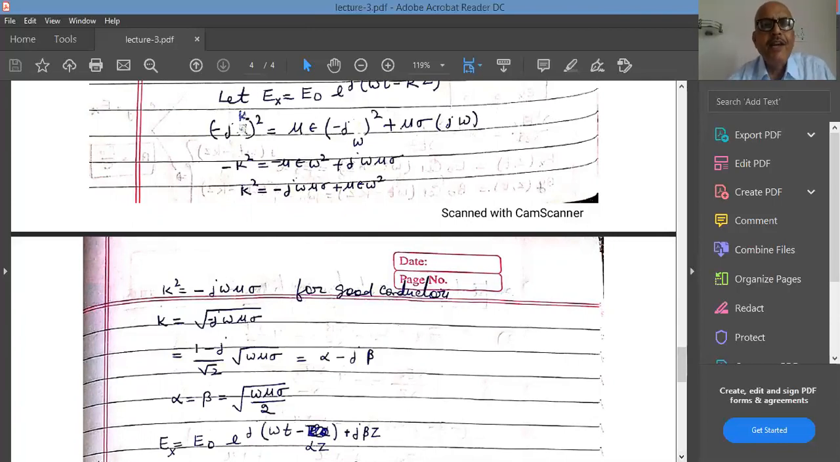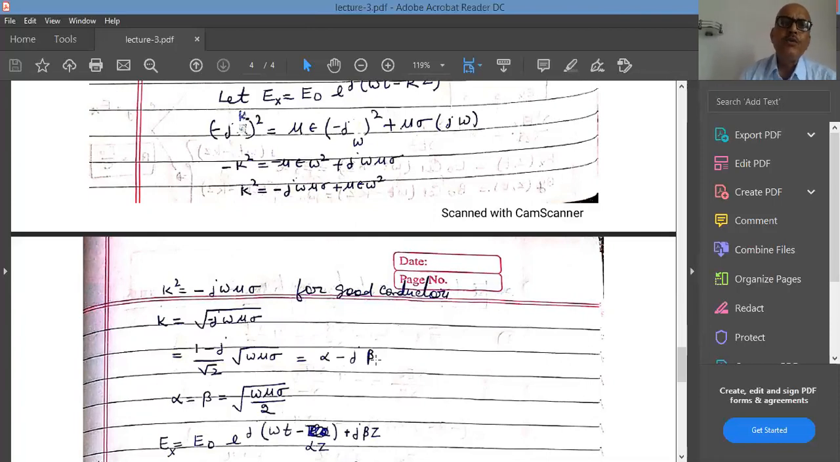The way of doing this is to assume that k is now equal to alpha minus j beta. Take the square of both sides. So alpha squared minus beta squared minus 2j alpha beta. The first equation will be alpha squared minus beta squared, which will be 0 because there is no real term. But if you really want to take it, you have to write it as mu, epsilon and omega squared. You can do it, there is no problem. The other is 2 alpha beta.